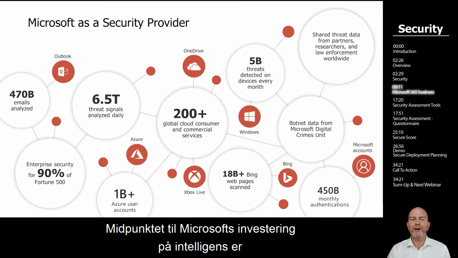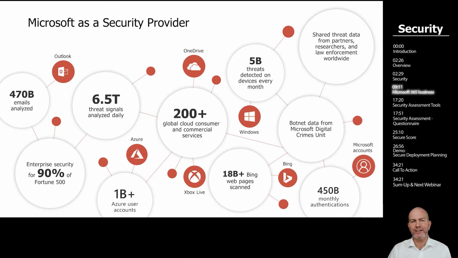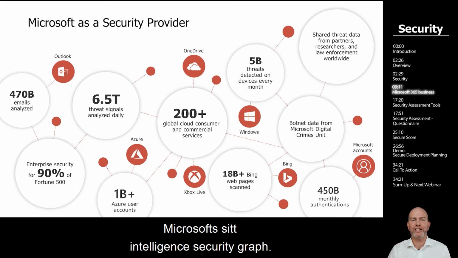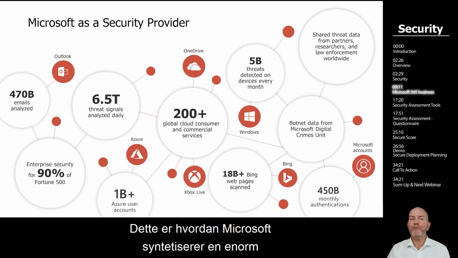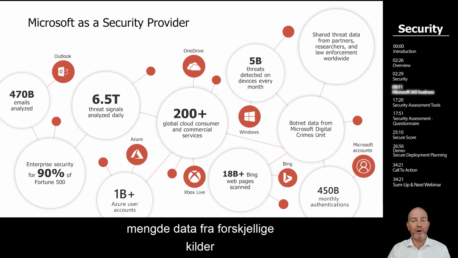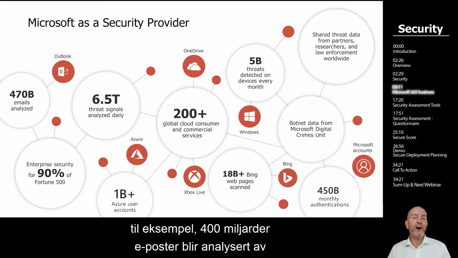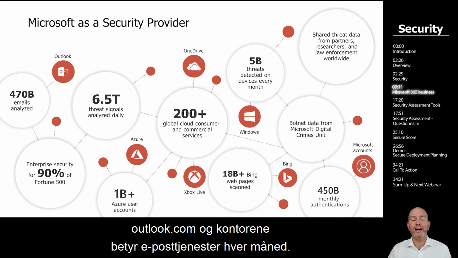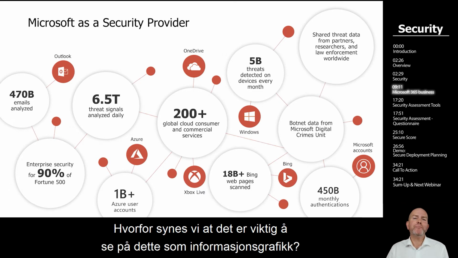The centerpiece of Microsoft investment in intelligence is the Microsoft Intelligence Security Graph. This is how Microsoft synthesizes an enormous amount of data from a multiple of various sources. For example, 400 billion emails get analyzed by our Outlook.com and Office 365 email services every month. Why do we think it's important to see this as an infographic?